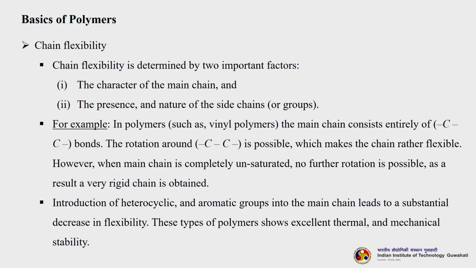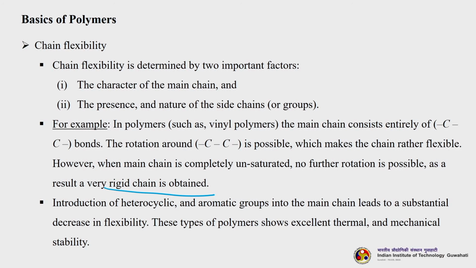For example, in polymers such as vinyl polymers, the main chain consists entirely of C-C bonds. The rotation around C-C is possible, which makes the chain rather flexible. However, when the main chain is completely unsaturated, no further rotation is possible. As a result, a very rigid chain is obtained. When the rotation of the C-C bond is possible, the chain becomes flexible. When the main chain becomes completely unsaturated, no more rotation is possible, and as a result, a very rigid structure is obtained.